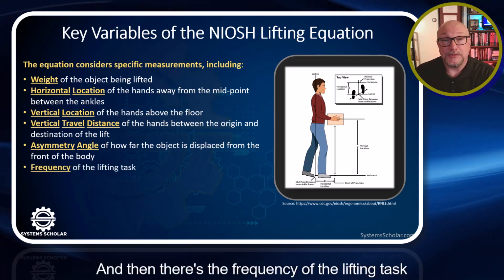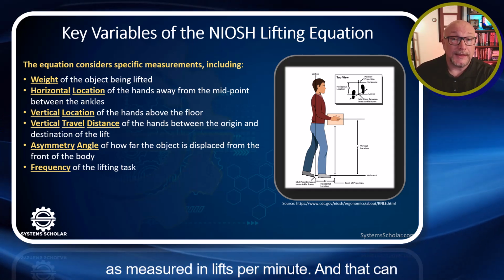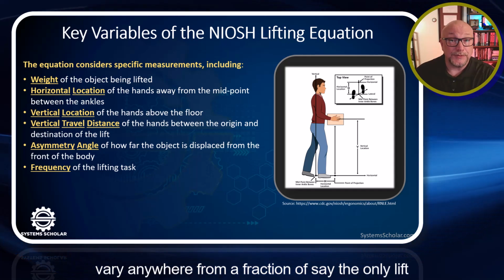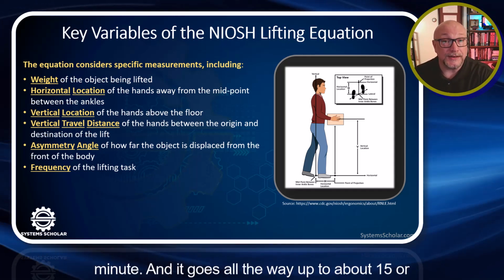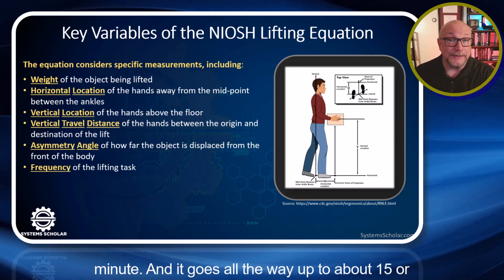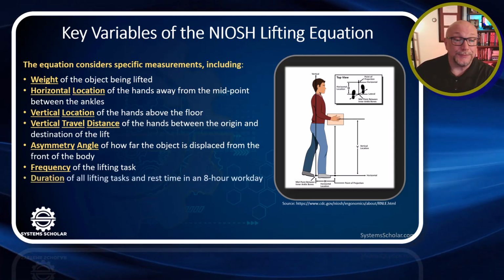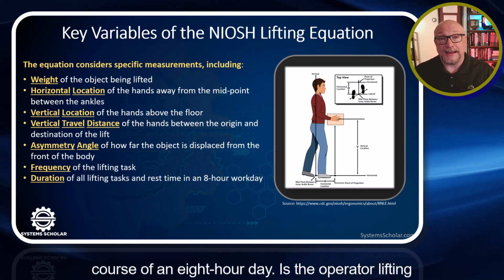And then there's the frequency of the lifting task as measured in lifts per minute. And that can vary anywhere from a fraction of, say that you only lift once every 5 minutes, well, that's 0.2 lifts per minute. And it goes all the way up to about 15 or so before the lift is automatically considered unsafe. Then the duration of the lifting task over the course of an 8-hour day.